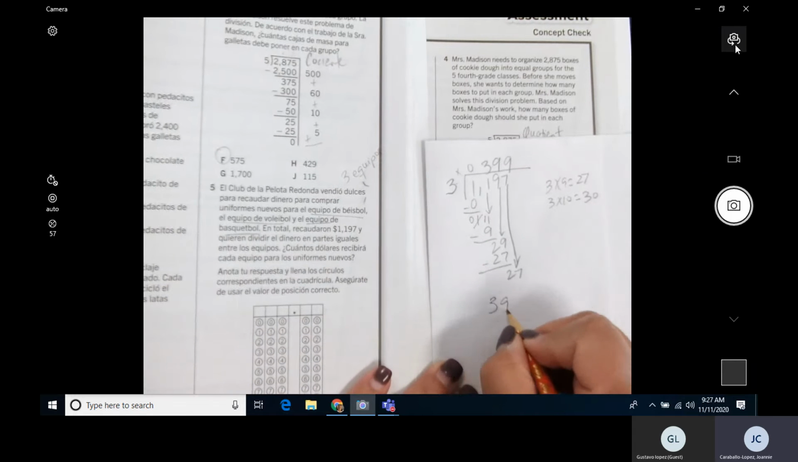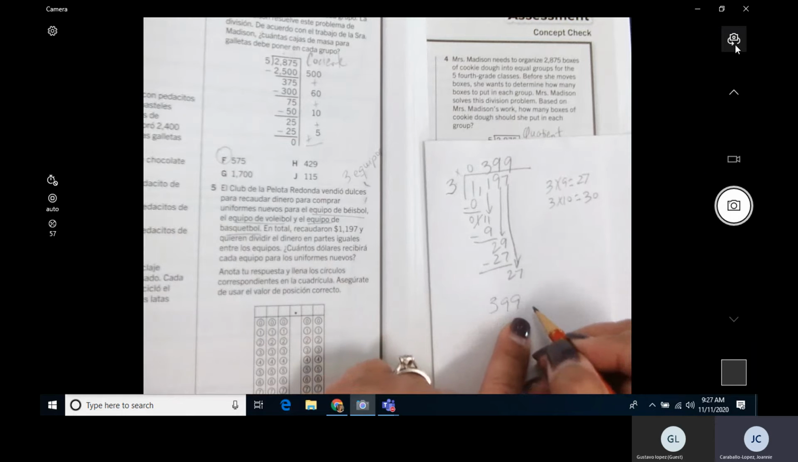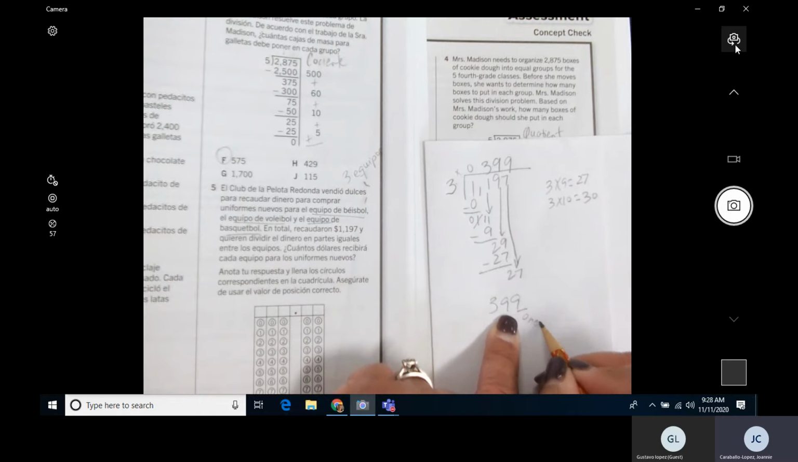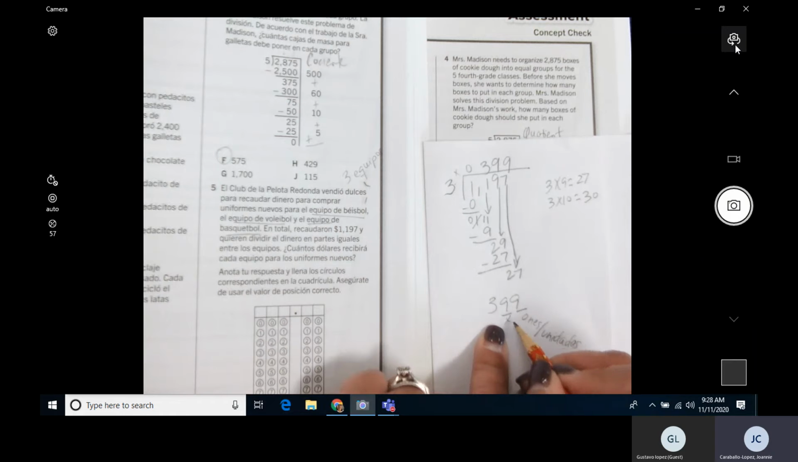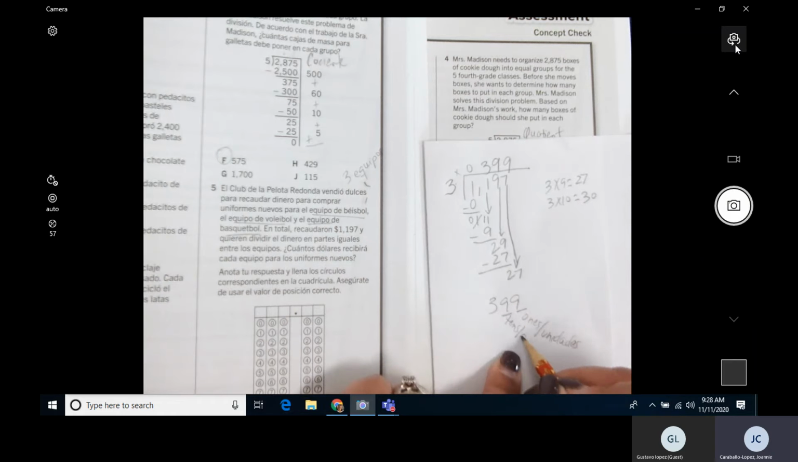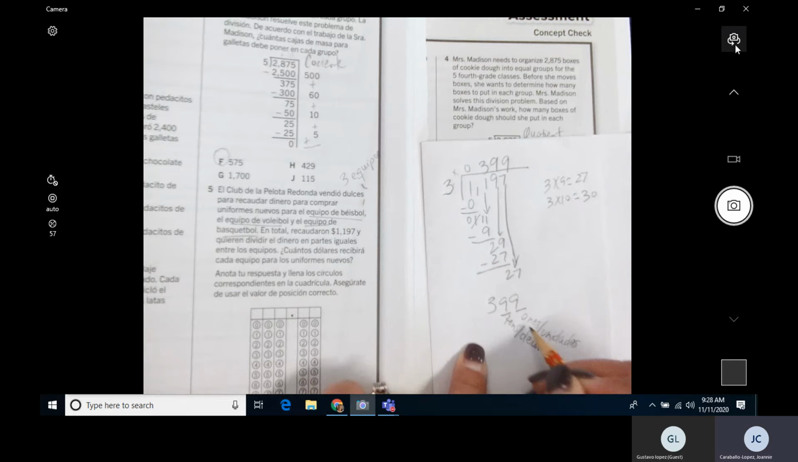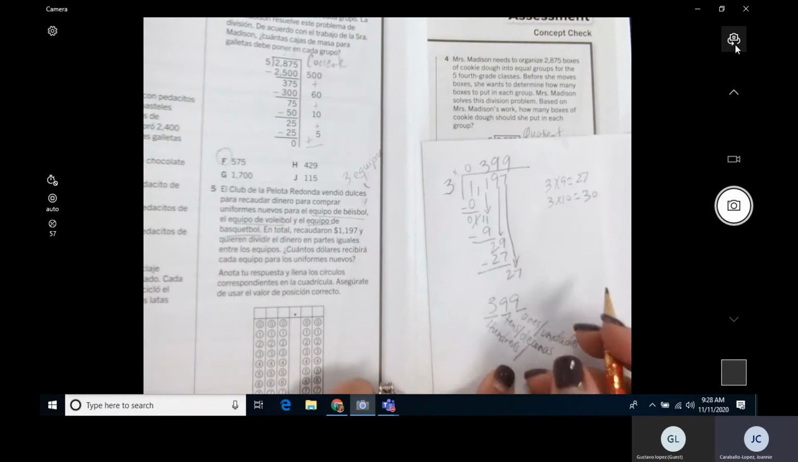So let's see. If I were to write this number, right? Tell me, what place value is this 9? ¿Qué valor de posición tiene este 9? Ones. ¿Y en español? En español, mi amigo, ¿cuál es el valor de posición de este 9? Unidades. What about this 9? ¿Y en español? Decenas. ¿Y este 3? ¿Y en español? ¿Él es el único que sabe esto?